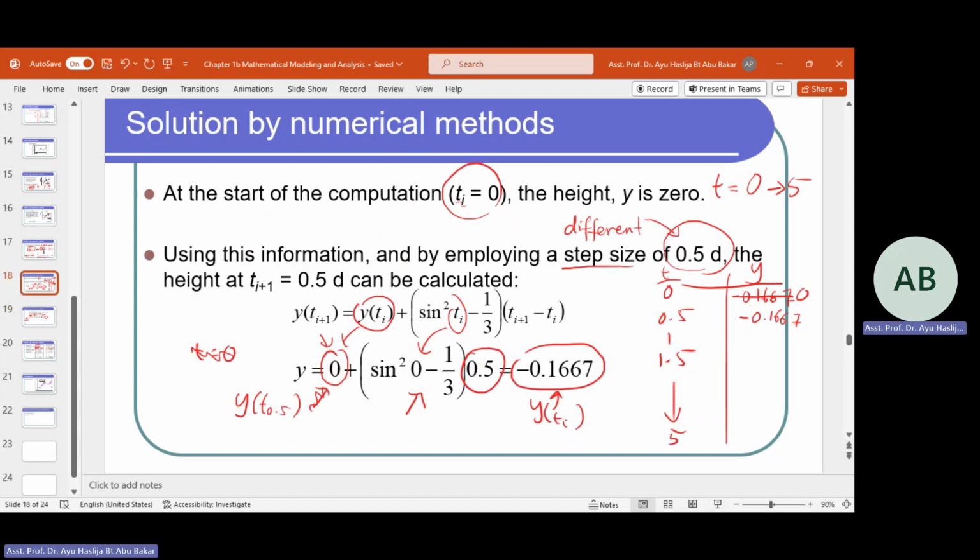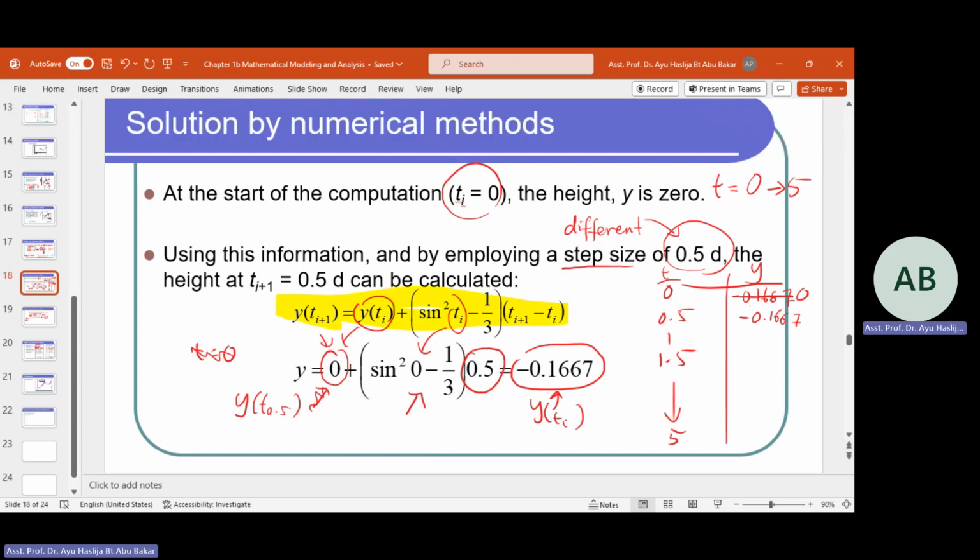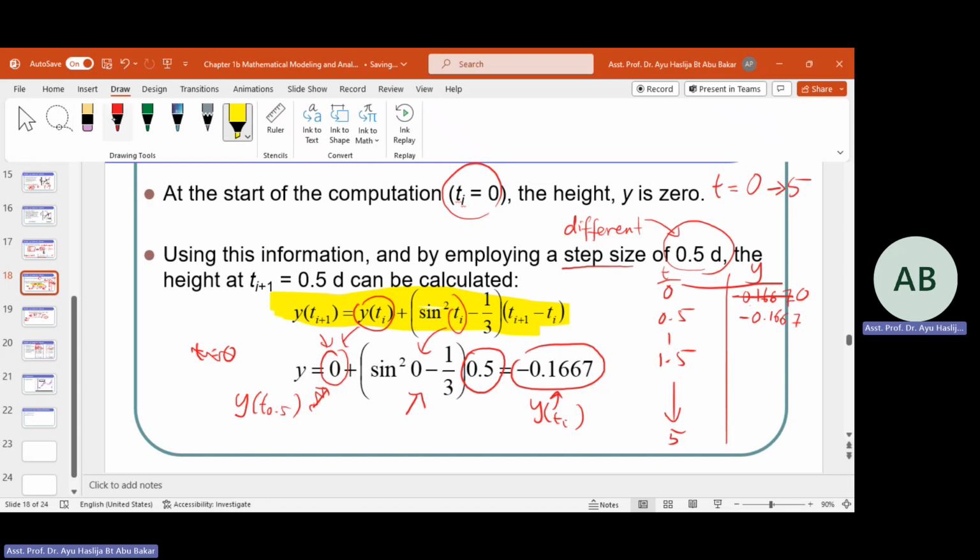I'm using this calculator, FX570MS. Now, the important part is the equation over here. Yeah, this equation. I highlight first. Okay, this is the equation that we want to use. Remember the 0.5, the step size is already fixed. Now you press, the unknown will be the x.